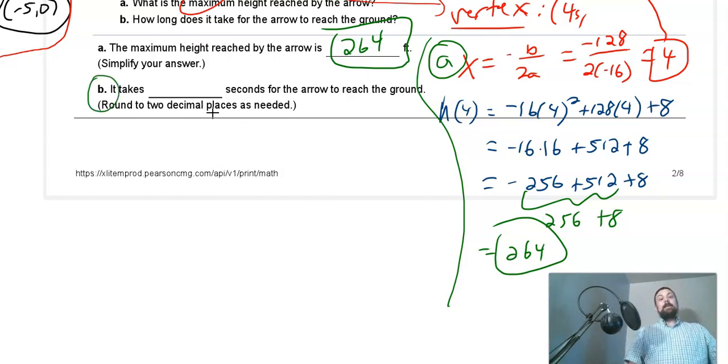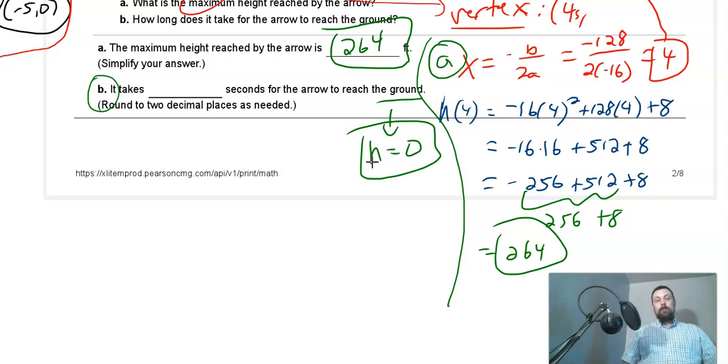Part B is, how long does it take for the arrow to reach the ground? When the arrow has reached the ground, it has a height of 0. So it doesn't tell you h is equal to 0. You have to infer that from the description. But when the arrow hits the ground, its height above the ground is 0 feet. It's on the ground itself. It has no height above the ground because the height is 0. And so you want to plug that into the equation.